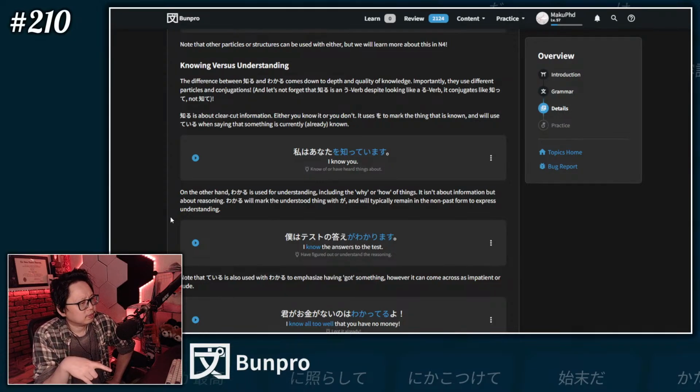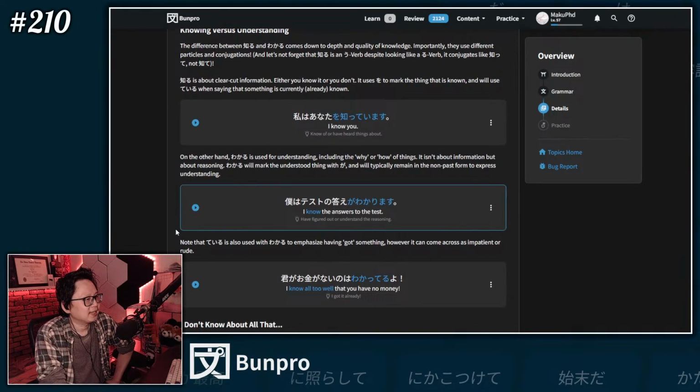It's interesting they didn't put it in. Oh wait, it says down here. Okay. 僕はテストの答えがわかります。 And it's in the polite form, because wakaru may sound a little bit like it could sound a little rude, honestly. And then I was going to ask about present progressive, right?